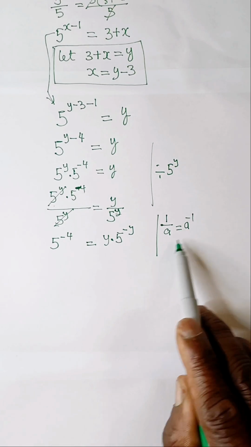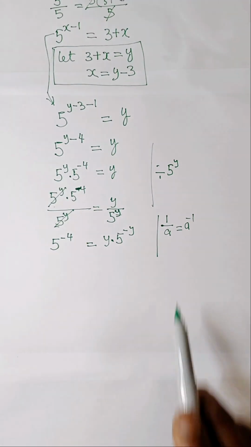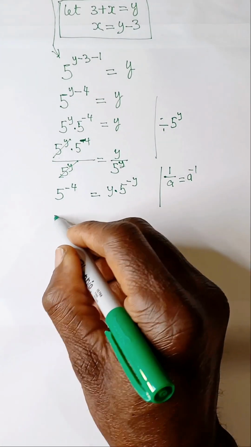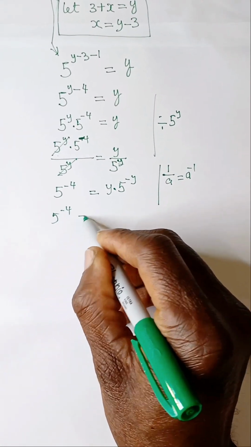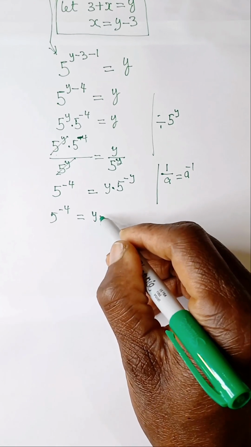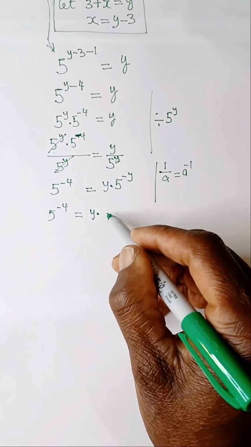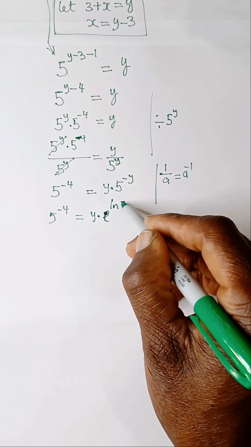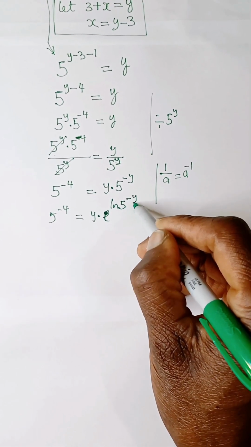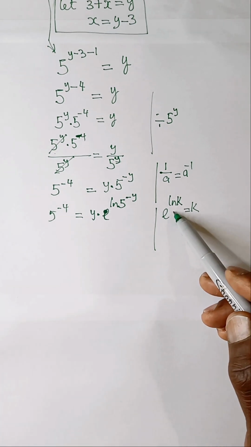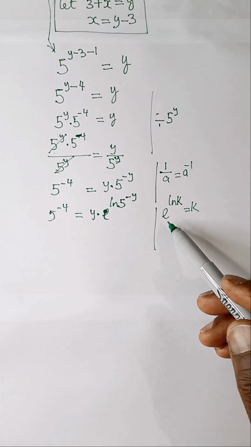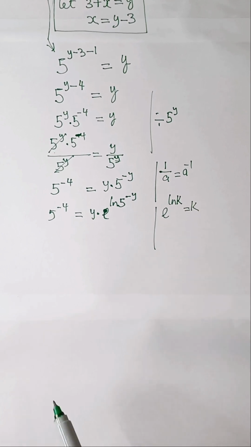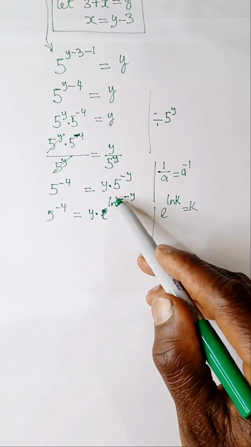If we have 1 over a, this is equal to a raised to the power of minus 1. We apply this rule to the denominator. We have 5 raised to the power of minus 4 is equal to y times, I'm going to write this as e raised to the power of the natural log of 5 raised to the power of minus y. If we have e raised to the power of natural log of k, this is equal to k, because e and natural log are inverse. They cancel each other. Here, e and natural log will cancel each other.